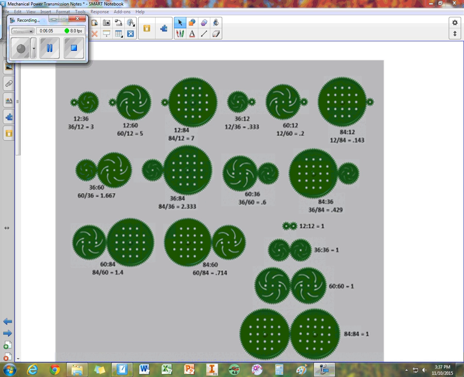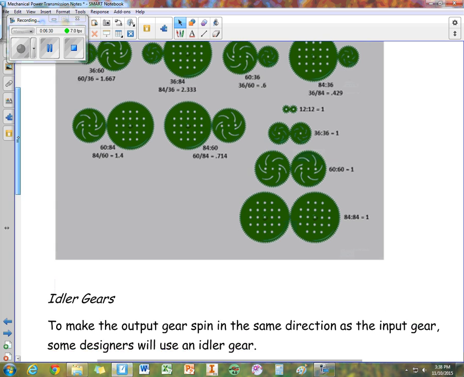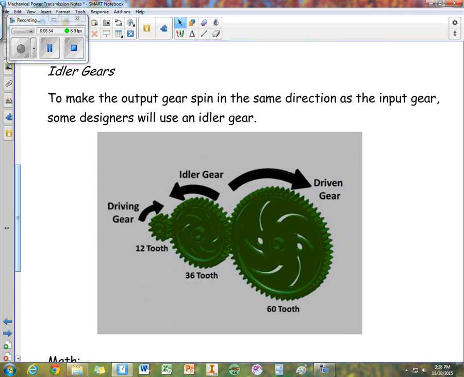Now this picture right here is a nice little graphic, and it just lists all the different possible combinations of our 4 gears. We got 12 tooth, 36 tooth, 60 tooth, and 84 tooth gears, and this just works through all different combinations. So feel free to use this when you're working out problems, just to get a quick idea. And this gives us all the mechanical advantages. Okay, so our next topic then is the idler gear.